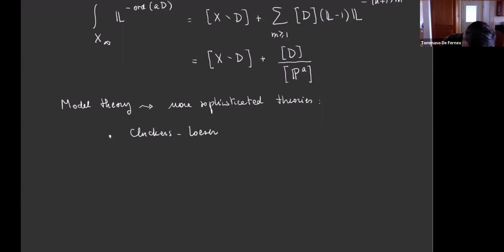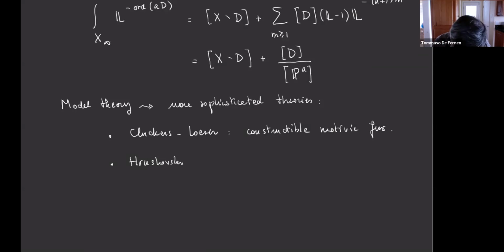Cluckers and Loeser. They introduced something known as constructible motivic functions. According to the theory, this is a class of functions which is a little bit more general, and then you can develop a theory in which you have functoriality, and integrals will be given by push forwards. As a powerful theory, it has a lot of applications. And then another work I want to mention here is the work of Hrushovski and Kazhdan. They define integration in valued fields.